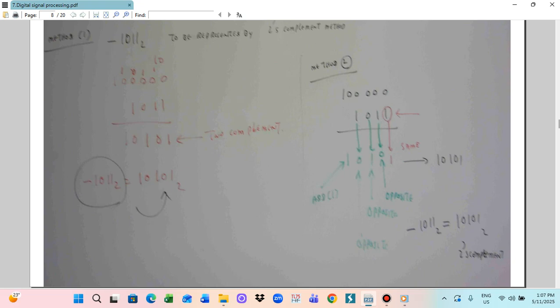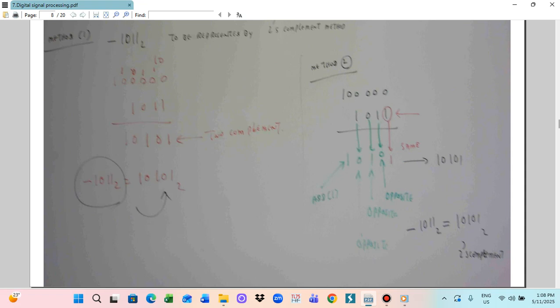So in this case, for 1 0 1 0 1 you need to represent it. What we do is, the first one you just write 1, the second one change to the opposite, the other one you change, and then finally you add 1. So this is the two's complement method: 1 0 1 0 1. So minus 1 0 1 1 base 2 is similar to 1 0 1 0 1 base 2. We follow this method for the calculation. Instead of borrowing, you just do this.